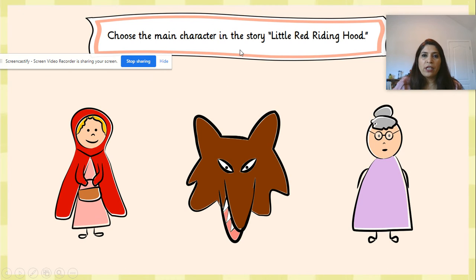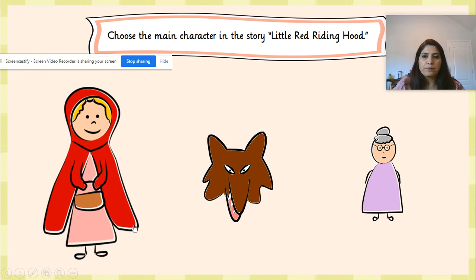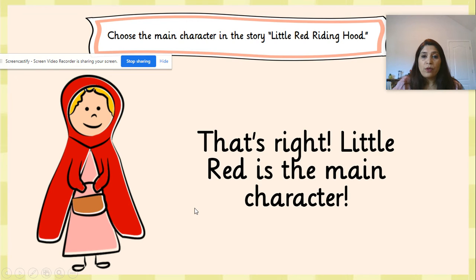All right, choose the main character in the story, Little Red Riding Hood. Well, obviously, the first one because I see the Red Riding Hood right here. Well, Fox is a character too, but the main character is the Little Red Riding Hood, because the title of the story tells you. A good reader, remember what I told you? A good reader always makes a connection with the story. And over here, the title is Little Red Riding Hood. So obviously, the character is going to be this little girl, not the wolf and not the old lady. That's right. The Little Red Riding Hood is the main character.